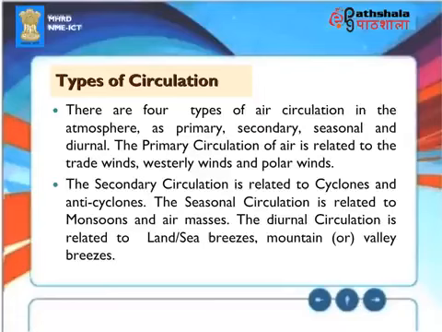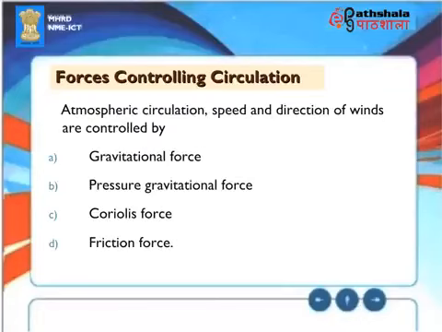The seasonal circulation is related to monsoons and air masses. The diurnal circulation is related to land and sea breezes, mountain or valley breezes. Forces controlling circulation. Atmospheric circulation, speed and direction of winds are controlled by gravitational force, pressure gradient force, Coriolis force, and friction force.